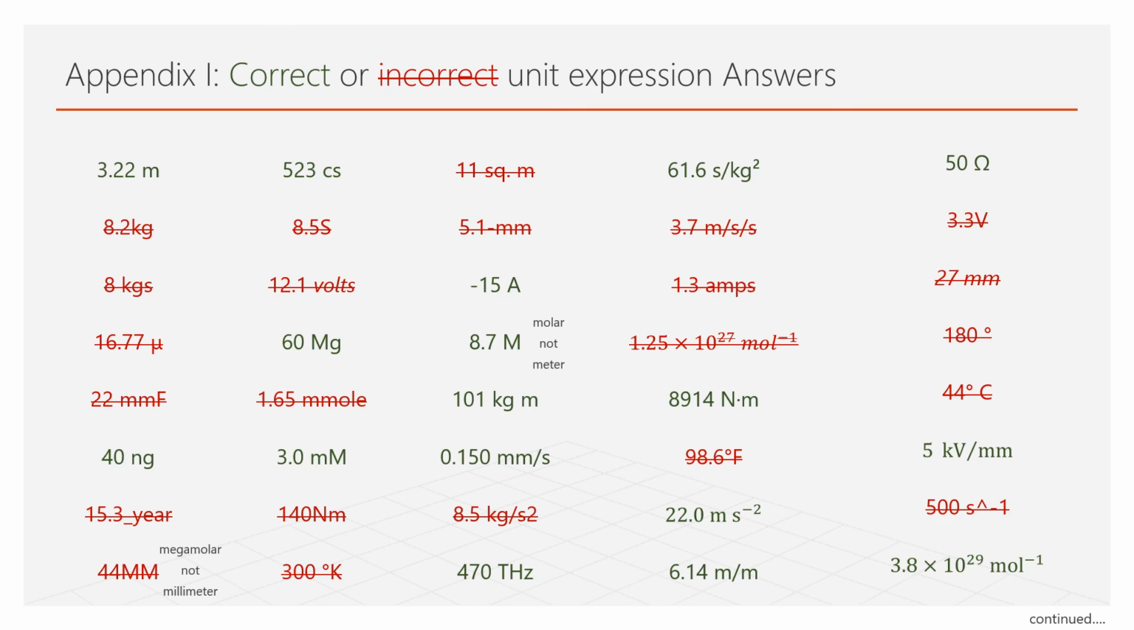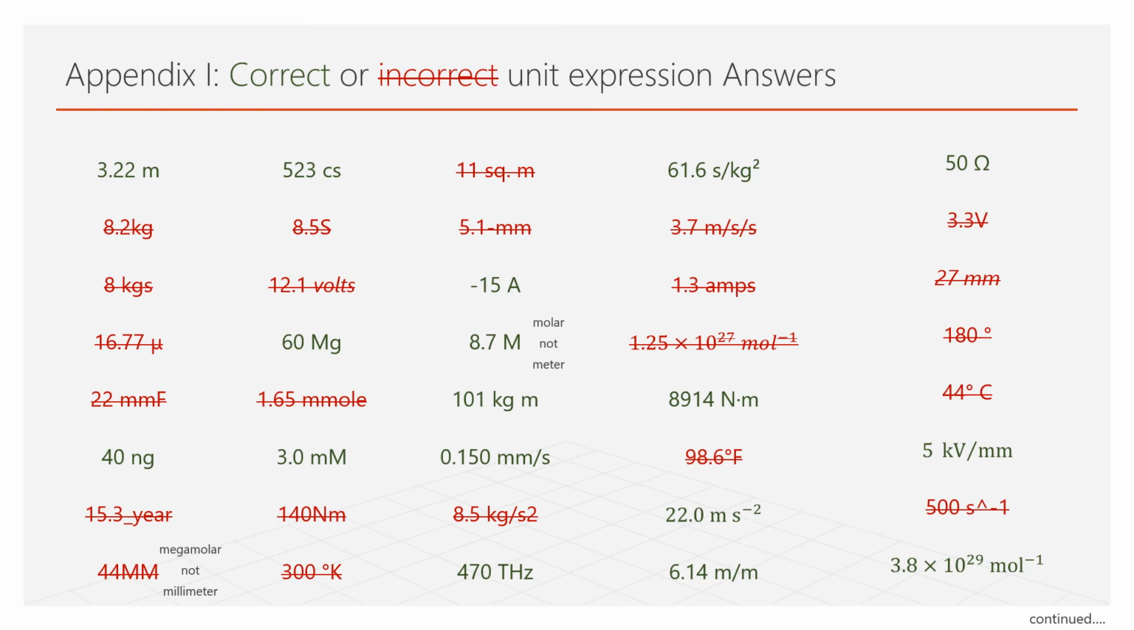Here in Appendix 1, let me go through the answers for the correct or incorrect unit expressions. We'll go over these row by row. The green ones are correct. The red ones with a slash through are incorrect. So in the first row, the first two are correct, so there's nothing wrong with them. In the third one, 11 square meter, you need to use a superscript when you square a meter. And that's the only one that's incorrect in the first row.